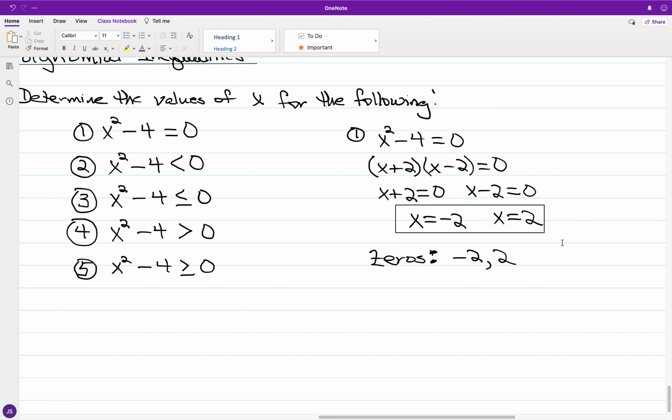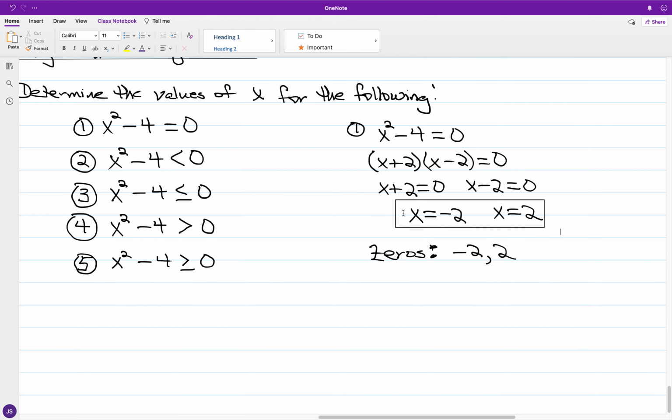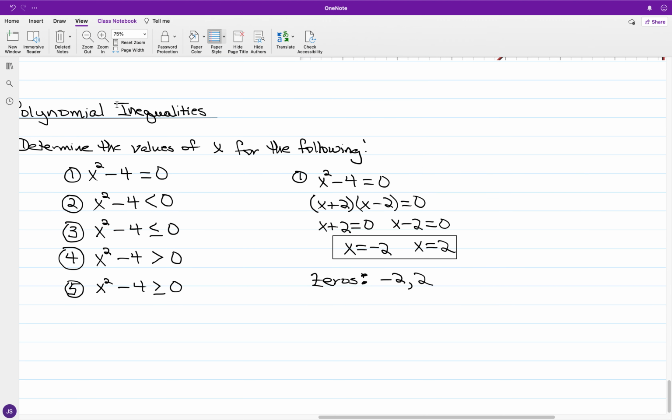And again, so for x squared minus 4 is equal to 0, we have 2 values, x, that will make this true, so you have negative and positive 2. Now, in terms of setting things up for the inequalities, I'm going to use these zeros.